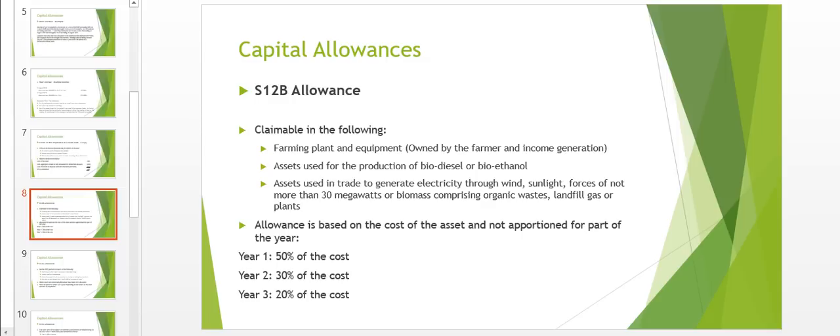Very importantly, this cost should not be apportioned for the part of the year. So even if you had this asset for one day during the current year of assessment, you can subtract 50% of that during the current year of assessment. You don't need to apportion it for 1 month or 2 months or whatever portion of the year that you had it. Okay, so that's your Section 12B allowance.